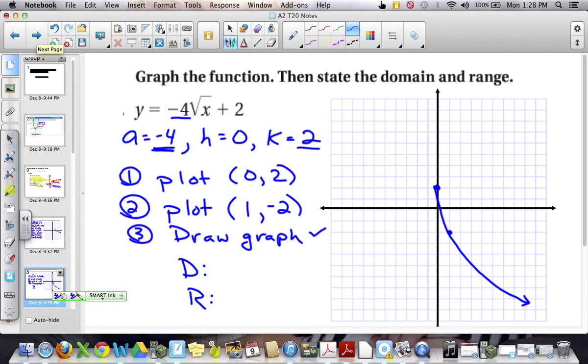So the domain is always h to infinity. h is 0, so we go 0 to infinity for the domain. And for the range, again, we're opening down, so it starts at negative infinity and works its way up to k. So we have that for the range.